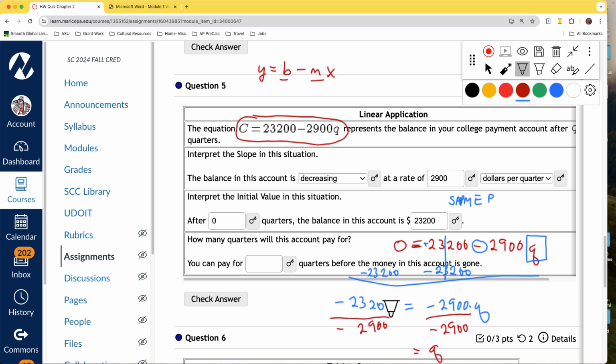Somebody do that for us. 23,200 divided by 2,900. It's 8. So it'll pay for 8 quarters, and after 8 quarters, we're out of money. Hopefully get a job after that or something, I don't know. Hopefully graduated, we'll see, or get a scholarship.